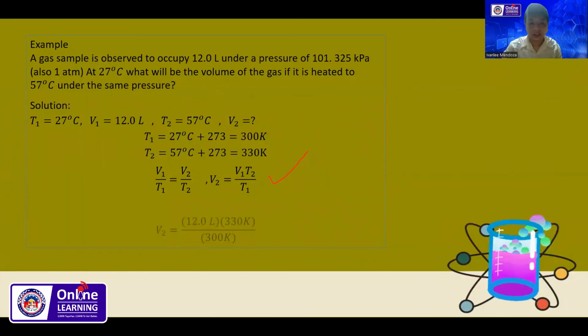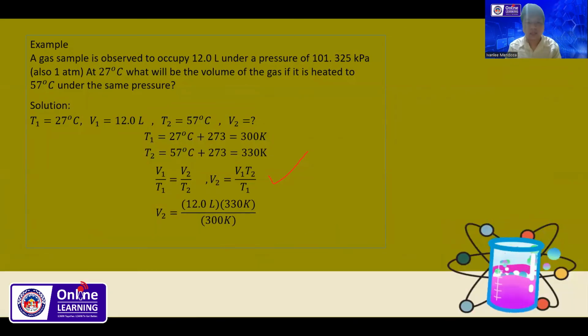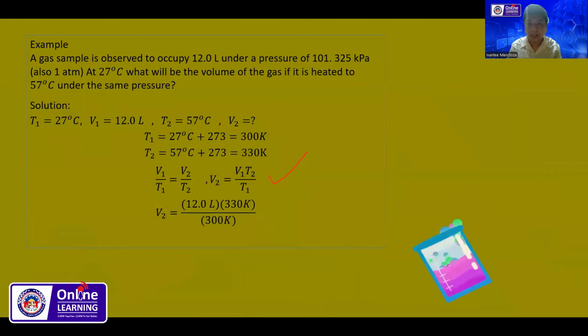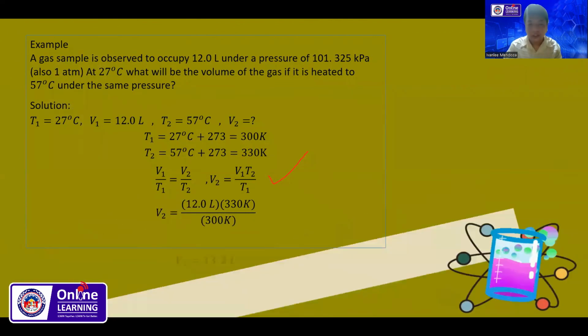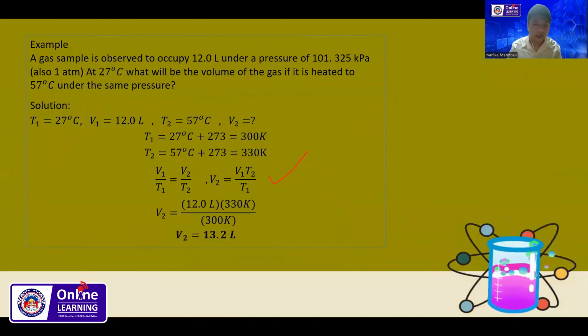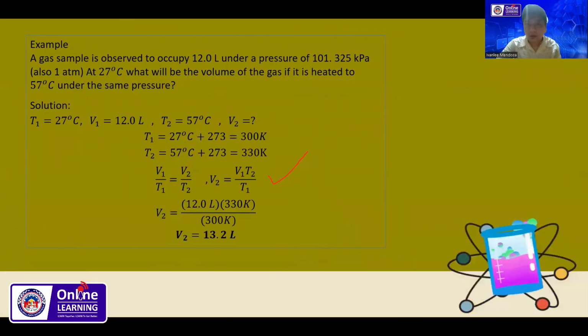Then just simply substitute the given values. So V2 is equal to 12.0 liter times 330 Kelvin divided by 300 Kelvin. After substituting the given values, you will come up with the final answer, 13.2 liter. So that is the final answer for that problem. Again, the answer is 13.2 liter.